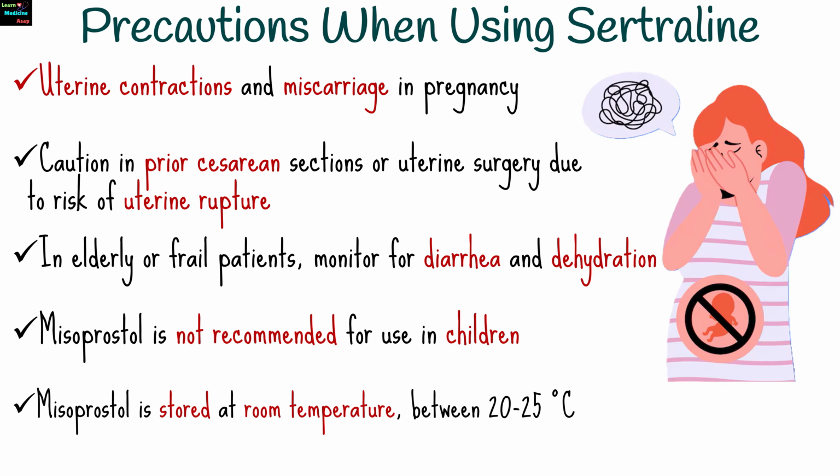Finally, a word on storage. Misoprostol tablets should be stored at room temperature, between 20 and 25 degrees Celsius, and kept dry, as they are sensitive to moisture. And that's all for this video.